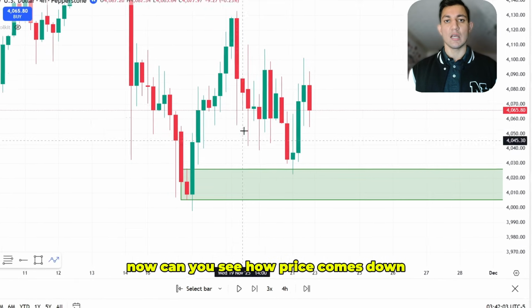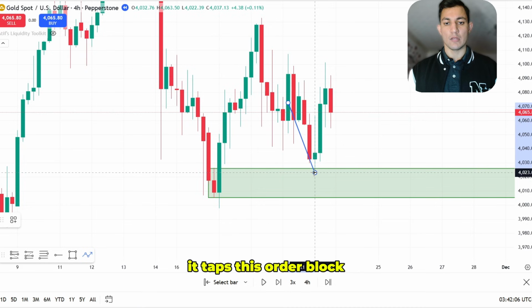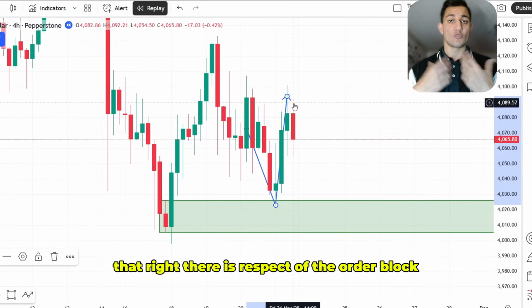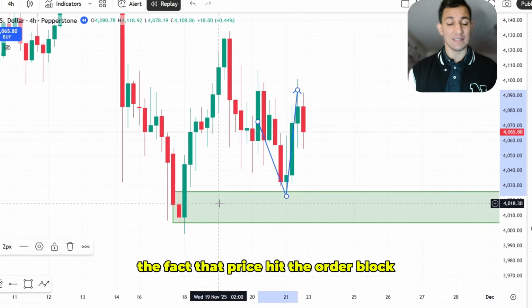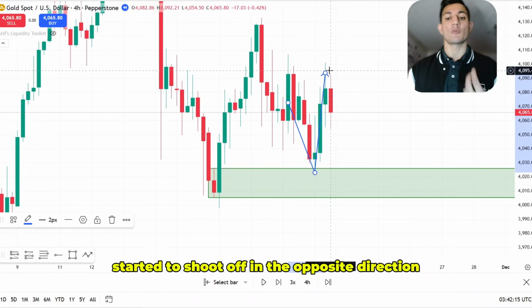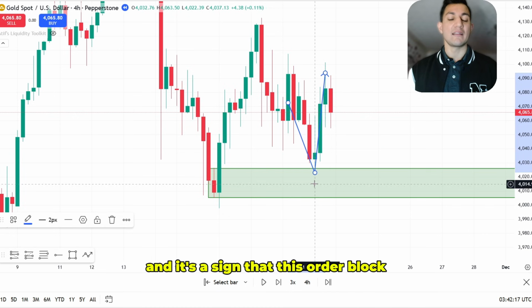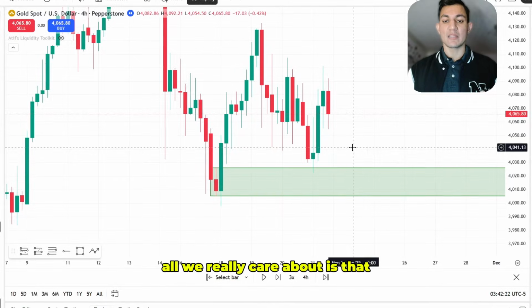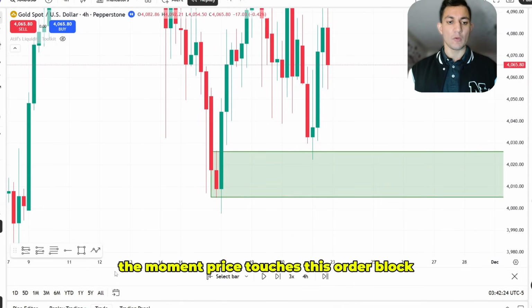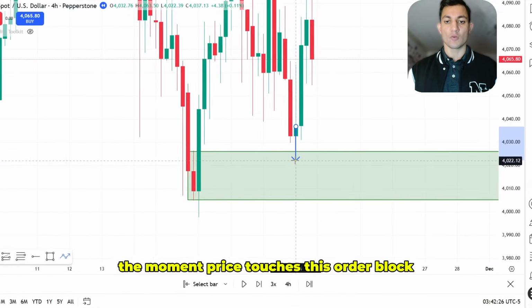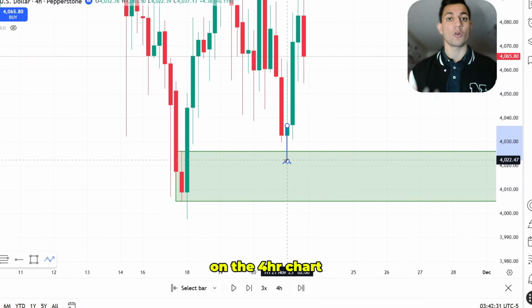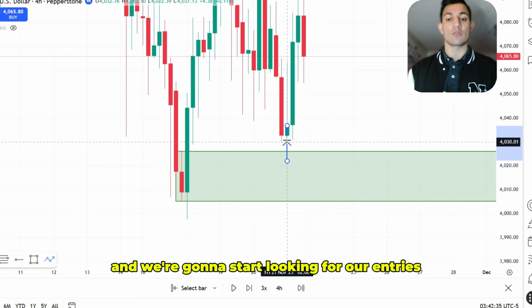Now, can you see how price comes down, it taps this order block and instantly starts to shoot off? That right there is respect of the order block. The fact that price hit the order block and instantly started to shoot off in the opposite direction is an excellent sign, and it's a sign that this order block is likely to hold. However, for this strategy, all we really care about is the moment price touches this order block. Because as soon as we see price touching the order block on the 4-hour chart, we're going to get straight down onto the 15-minute chart and start looking for our entries. So let me show you what that looks like.